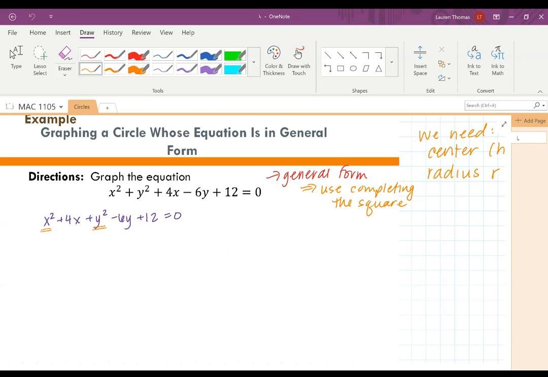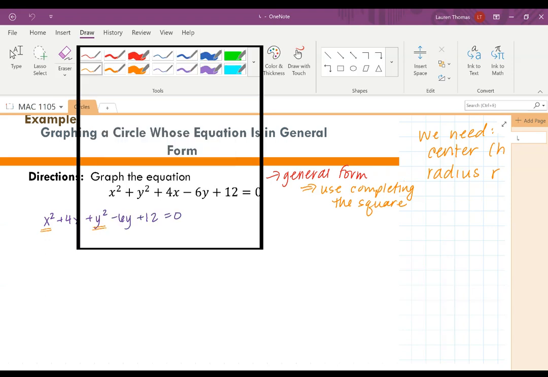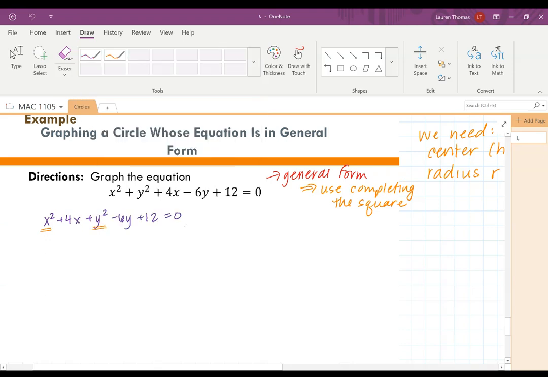We're just doing them simultaneously. Okay. All right. So the next step that we use if we're doing completing the square is that our constant term needs to move to the other side of the equation. So remember, your constant term is a term that doesn't have any variables attached to it. So in this case, it's the 12 for us. So since it's positive right now, in order to move it on the other side of the equation, we're going to have to subtract it.